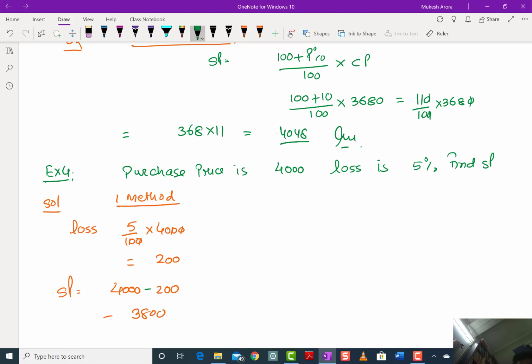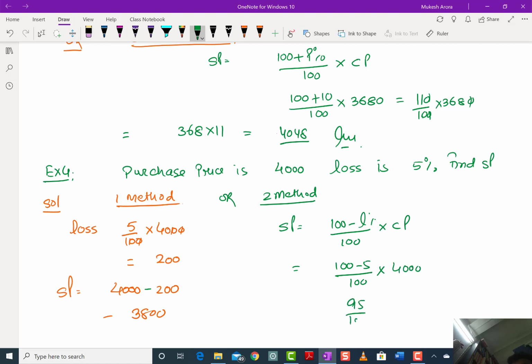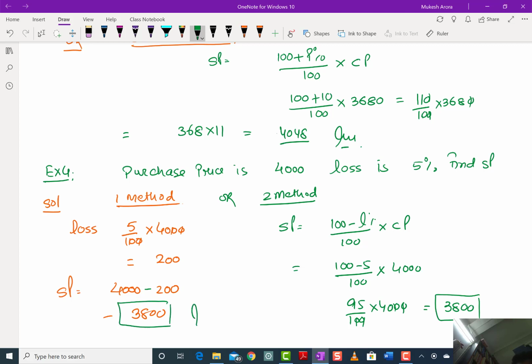Or we can do it by the second method, which will be SP is equal to 100 minus loss percentage upon 100 into CP. That is 100 minus 5 upon 100 into 4000. 95 by 100 into 4000, that will be 3800. So it is entirely up to you by which method you want to do.